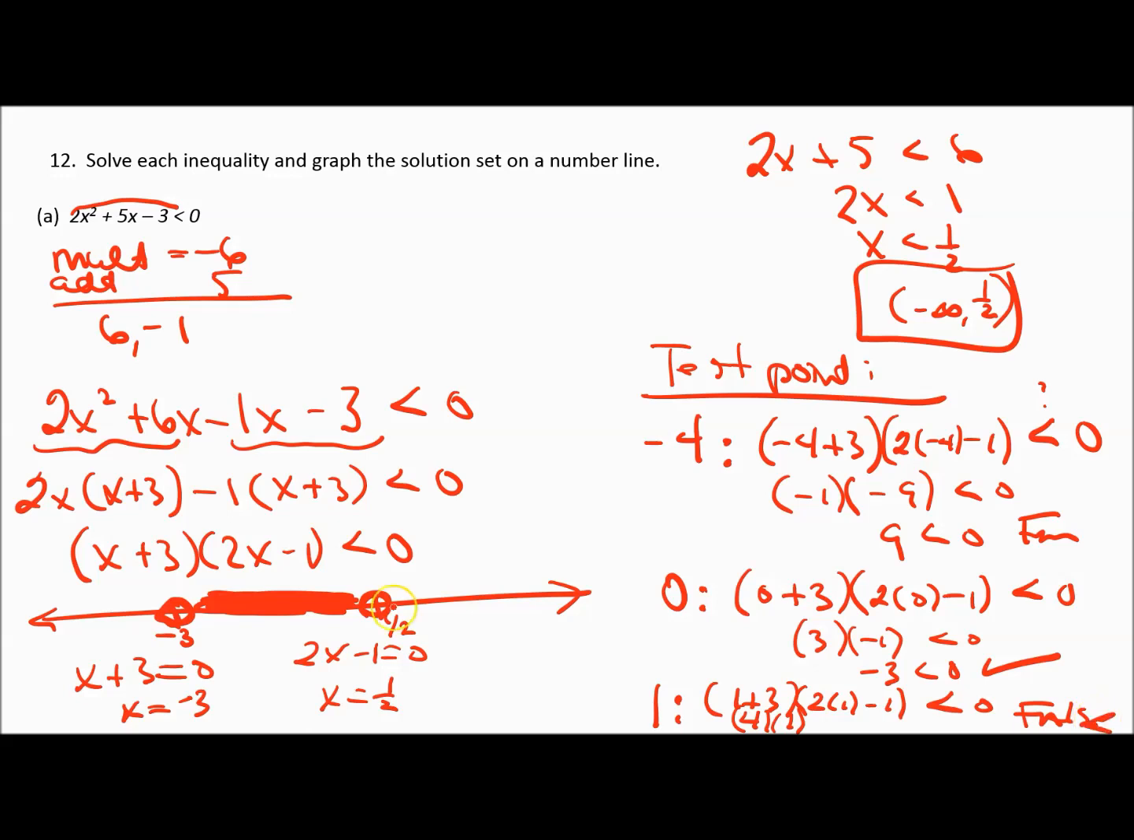It's a false statement, so I do not shade that, which means my final answer is just this interval in the middle, which is -3 to 1/2. Why parentheses? Because it said strictly less than 0, not less than or equal to 0. That's why I put open circles right here and right here instead of filled in circles. So let's try another one.